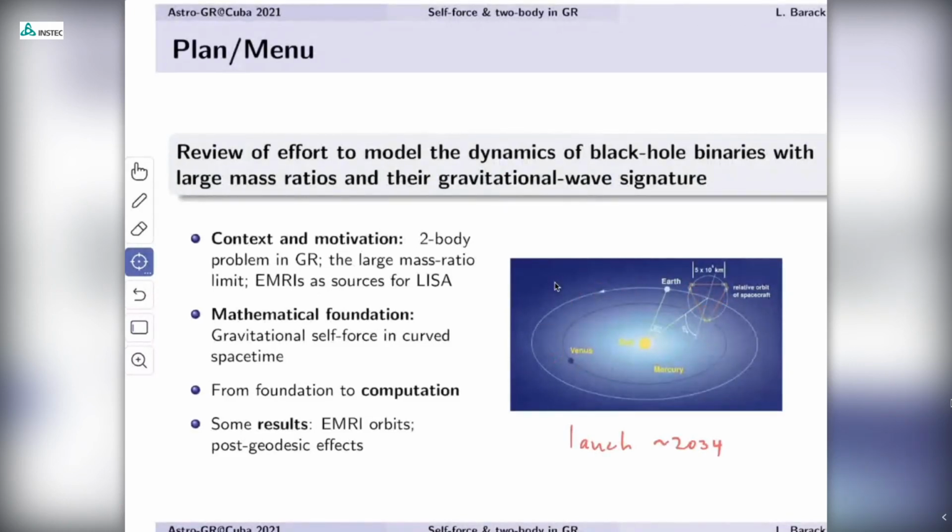And then each of these three satellites exchange laser rays between themselves, and by measuring the variation in distances between the satellites, we detect gravitational waves.